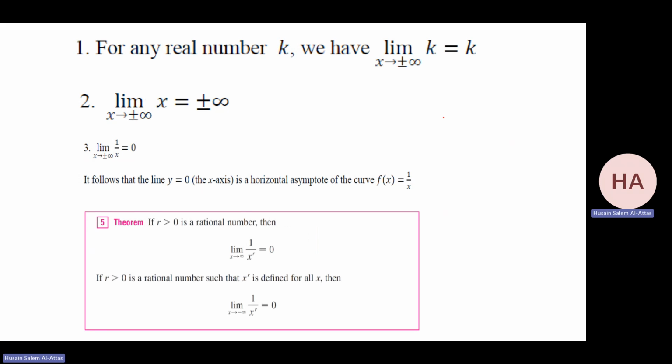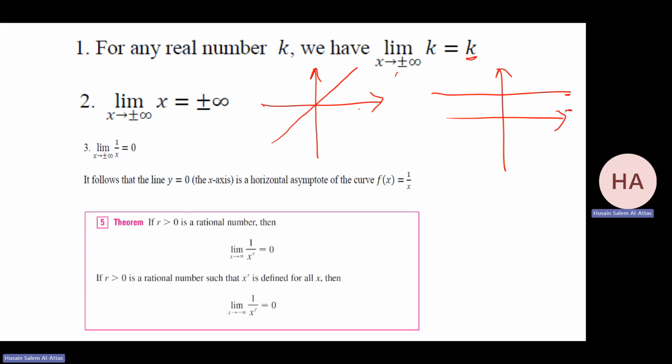For the constant function, assume a constant function k. What is the limit as it goes to infinity? I'm still with k, so the limit is k, and as x goes to minus infinity, the limit is k. For the function x, for sure, as I'm going to infinity, the function is going all the way to infinity. And as it goes to minus infinity, also I'm going to minus infinity.